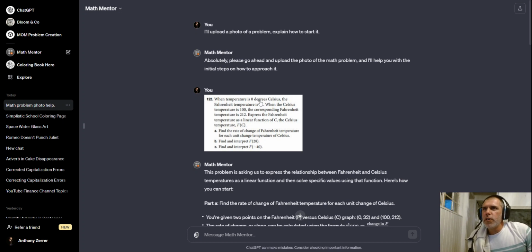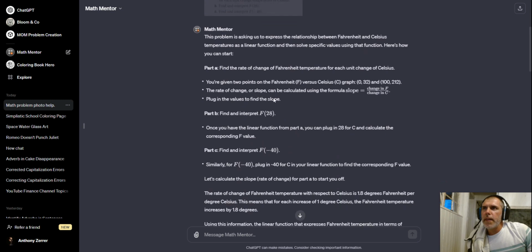When the temperature is 0 degrees Celsius, the Fahrenheit temperature is 32. When the Celsius temperature is 100, the corresponding Fahrenheit temperature is 212. Express the Fahrenheit temperature as a linear function of C. The Celsius temperature is f of C. So find the rate of change, and then after that, find f of 28, and then find f of negative 40.